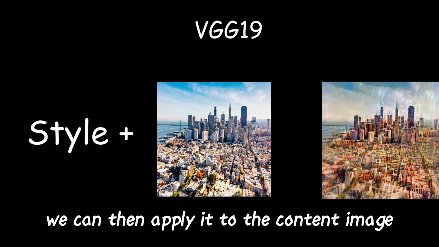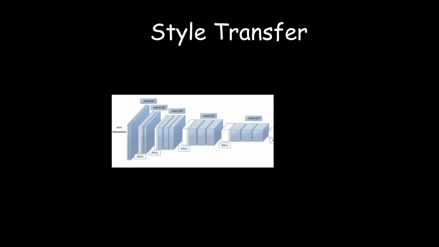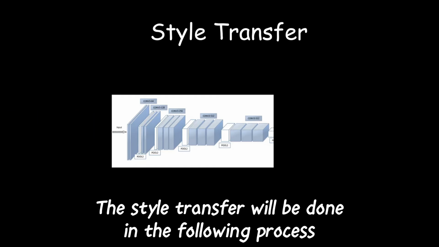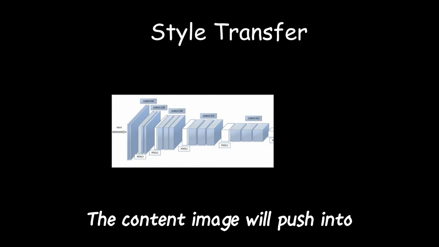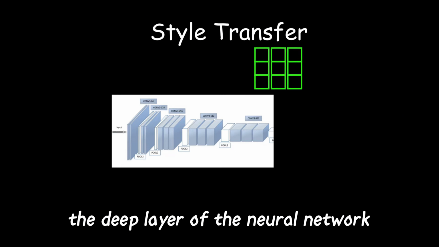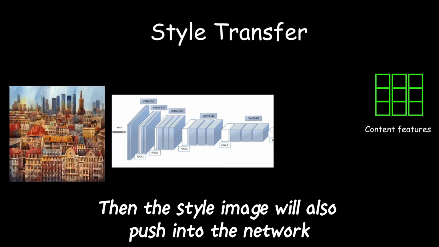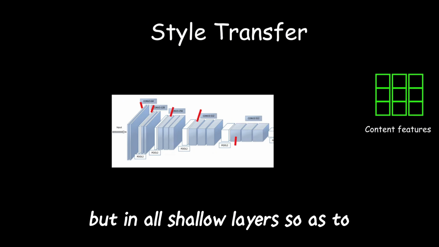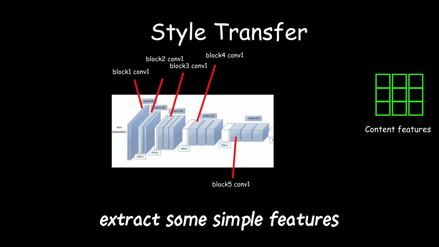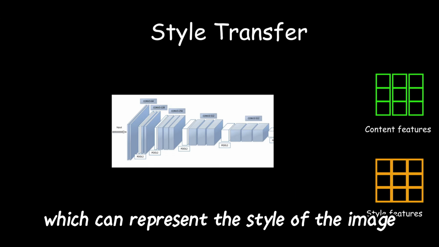After we get the style of the images, we can then apply it to the content image and get the picture we want. The style transfer will be done in the following process. The content image will be pushed into the deep layers of the neural network and have complex features extracted by the network. Then the style image will also be pushed into the network, but in the shallow layers, so as to extract some simple matrices, which can represent the style of the image.